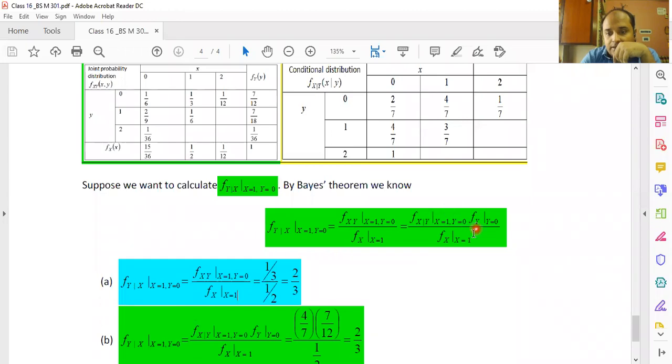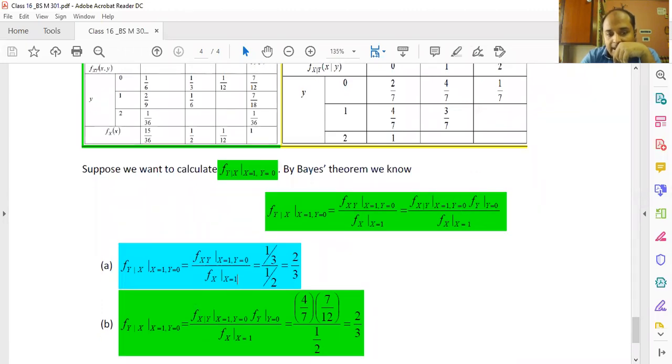Now I'm using this particular formula. To calculate the conditional probability of y by x, we are using these values from the chart: f of x given y at x equal to 1 and y equal to 0.